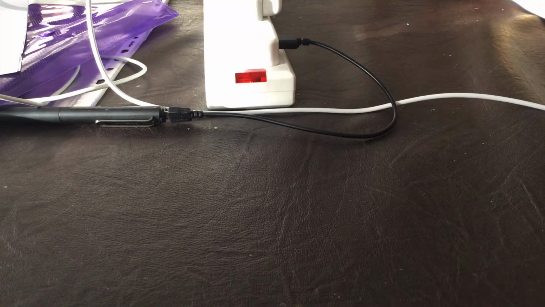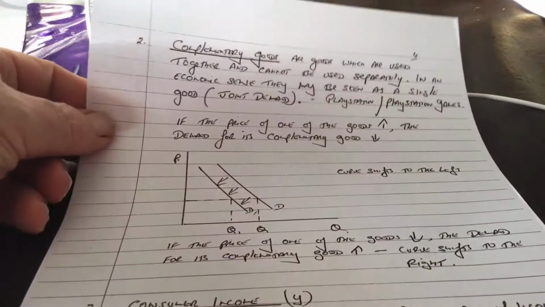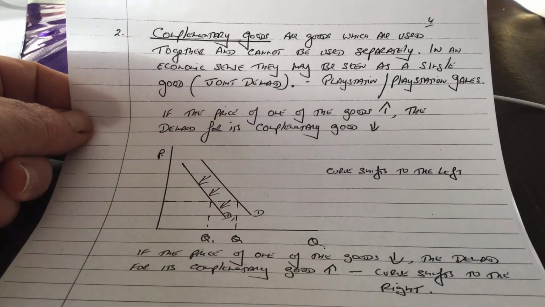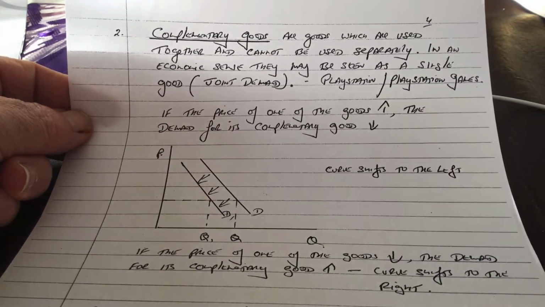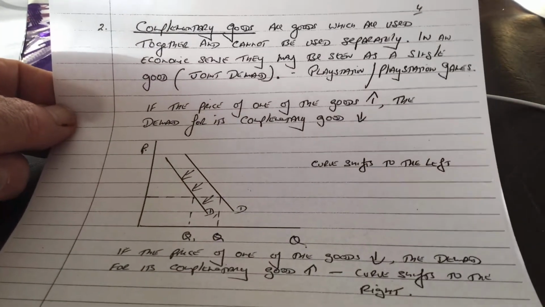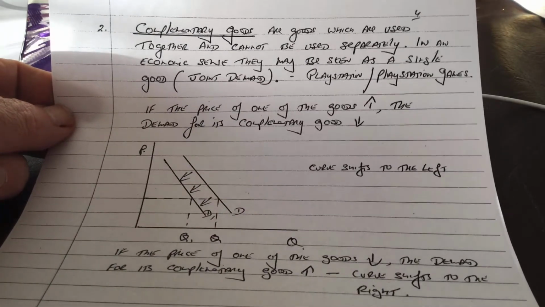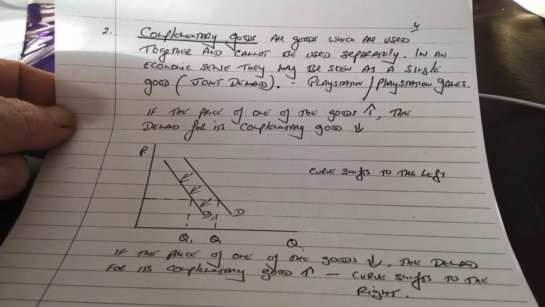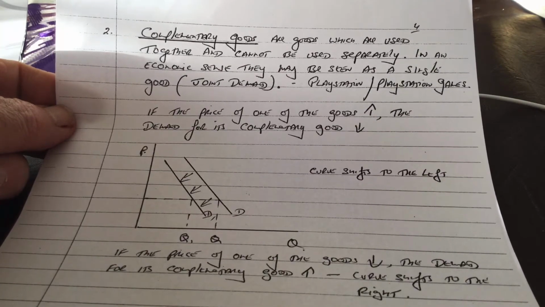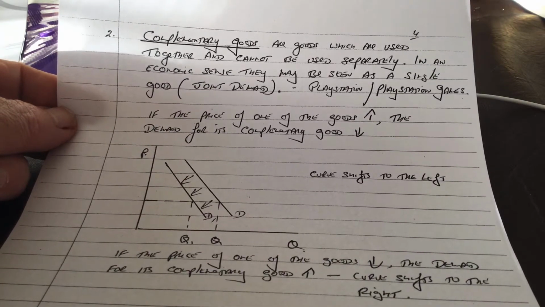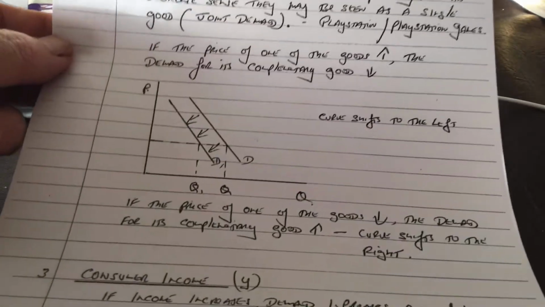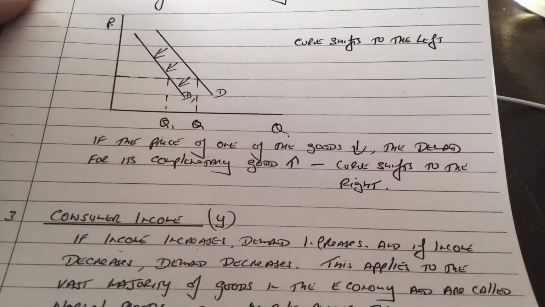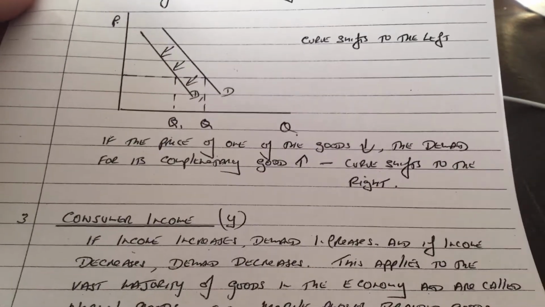Number 2 would be complementary goods. These are goods which are used together and cannot be used separately. In an economic sense, they may be seen as a single good or goods with joint demand. For example, PlayStation and PlayStation games. If the price of one of the goods goes up, the demand for its complementary good will go down. It will shift to the left. If the price of one of the goods goes down, the demand for its complementary good will go up. It shifts to the right.